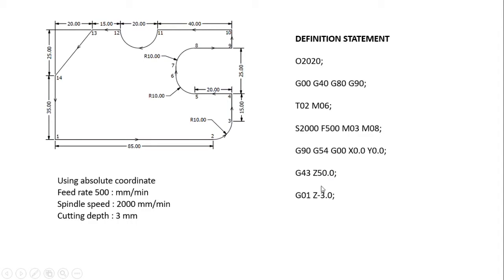While G43 Z50 is the tool length compensation. The last block of the definition statement is Z3, which is positioning the tool at a depth of 3.